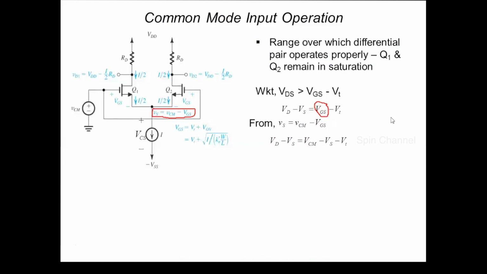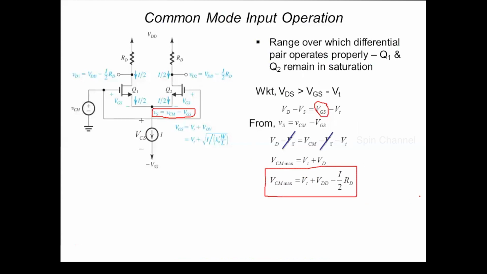So we can cancel VS and VS over here. Then the remaining expression will be VCM is equal to VT plus VD. So this is the maximum value of common mode voltage that can be applied to the differential amplifier for its normal operation. So we know that the drain voltage VD is equal to VDD minus I by 2 into RD. So if we replace it, we get VCM max is equal to VT plus VDD minus I by 2 into RD.